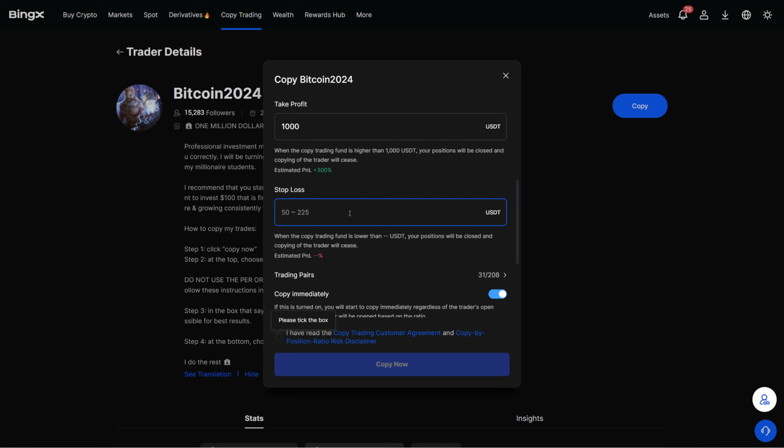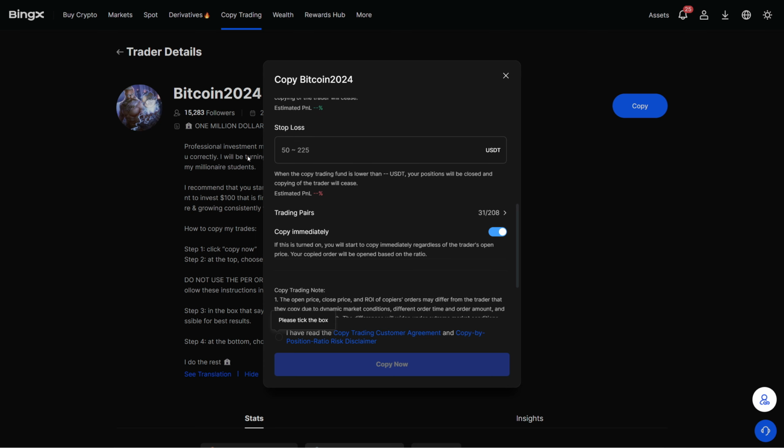The same goes for stop losses. So for example, in this case, if this guy loses us 50 USDT, we will completely stop copying. We will stop all trades. We will stop copying this guy completely. This is great for minimizing overall drawdown. For example, if this guy has a really bad day, he loses, I don't know, like 50% of his portfolio. That way you can limit your risk. But I personally will leave this blank in this case because I fully want to copy this guy.